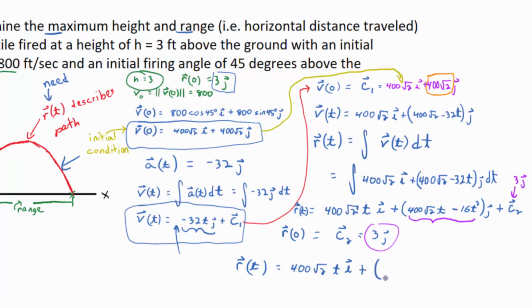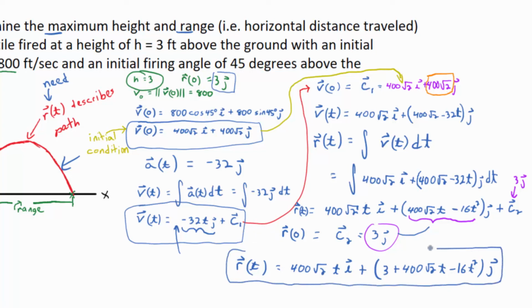Plus, well, you could put the plus 3 right in front, or 3 plus if you write it that way. So we combine corresponding components, right? So we add them together. 3 plus 400 radical 2 times t minus 16 t squared, and then times the j. And that should be it. So this is the major hurdle. If you didn't know a formula for it, you need to find r of t, the path that the projectile follows. Of course, we haven't even begun to answer the question yet, but this will help us do that.